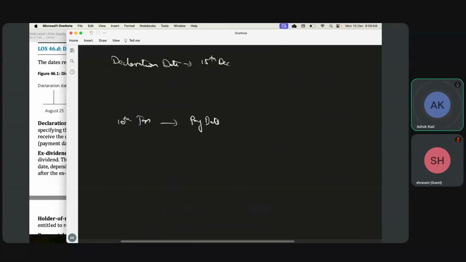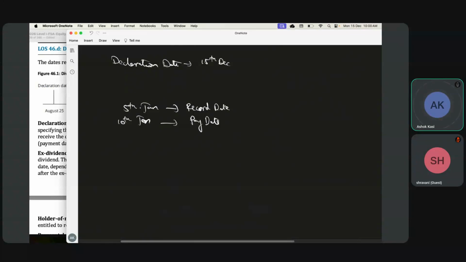Now, payable to whom? There are so many owners and ownership keeps on changing. So they may say they will pay to those people whose names are there on the record on 5th Jan. So 5th Jan is considered the record date. Whoever's names are there on 5th Jan, dividend will be paid to them.